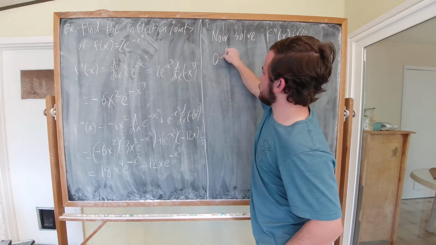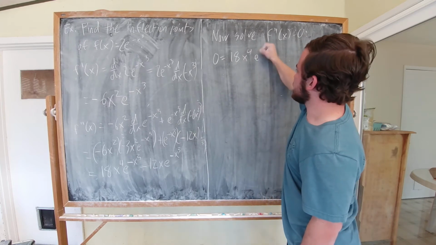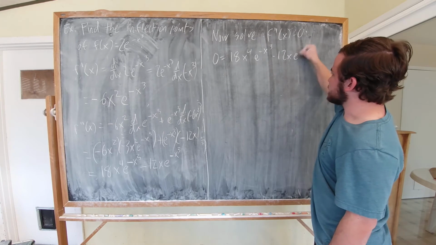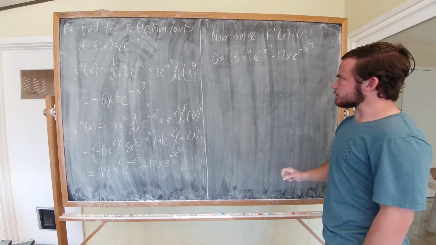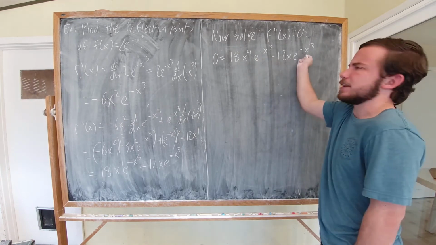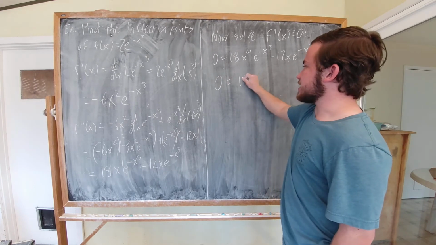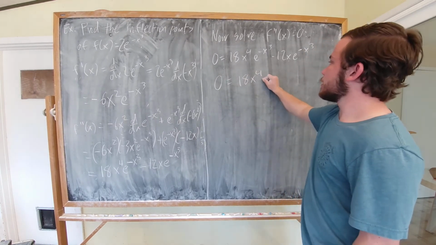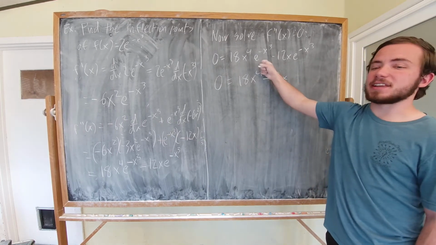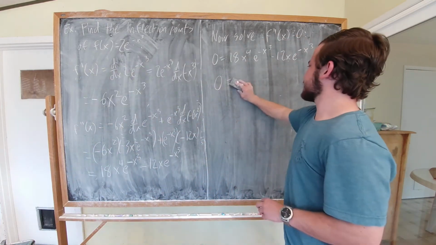Alright, so if 0 is equal to 18x to the 4th e to the negative x cubed minus 12x e to the negative x cubed, let's multiply both sides by e to the x cubed just to get rid of the negative x cubes right here. And we'll get 0 is equal to 18x to the 4th minus 12x. Why can we do that? Because this is never 0. Alternatively, we could factor it. That might be better.